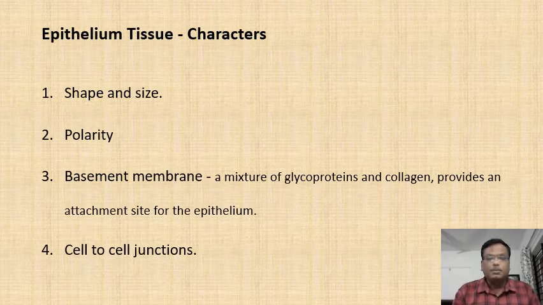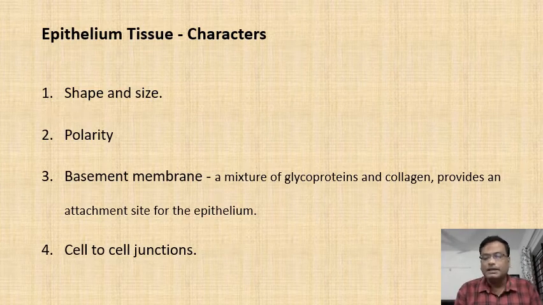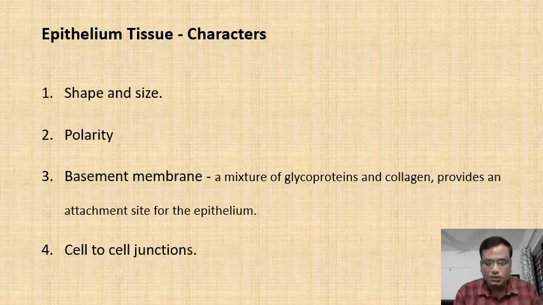Now epithelial tissue, it shows some characters. So one of the important characters of epithelial tissue is it mainly covers the outer and inner layer of different organs of our body. So we have so many organs inside the body, and each and every organ is covered by a layer, and that layer is normally made up of epithelial tissue.